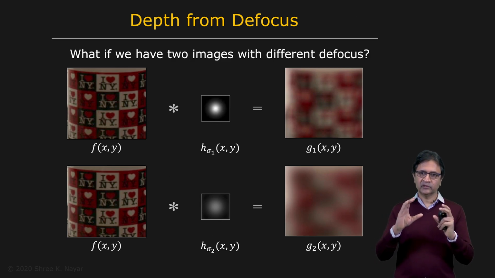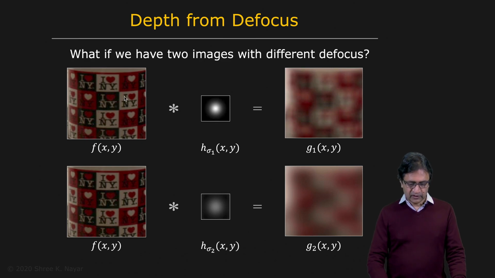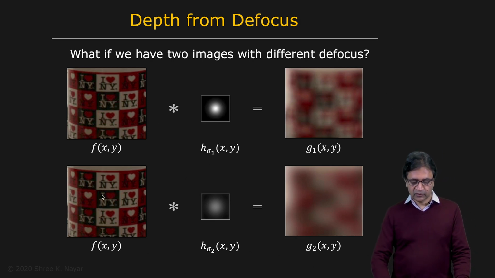So let's say you have a camera, and for some setting of the camera you capture one image, and then you change the focus setting and you capture another image. So now you have the same focused image convolved with your first PSF with some width sigma 1, gives you this image G1. That's one of your captured images. And then the same focused image convolved with the second PSF gives you this captured image, which is even more blurred. And we, of course, have these two, and we don't know F, the focused image, obviously.